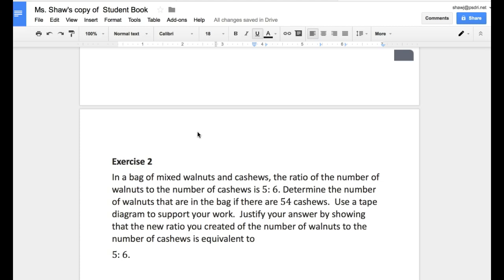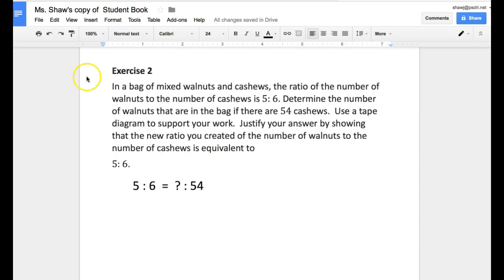So before I show you the answer, I'm going to ask you to go back in your work to a couple of lessons to remind yourself how to do a tape diagram, and then go ahead and try to do this one on your own. And then we'll come back and I'll show you the answer.